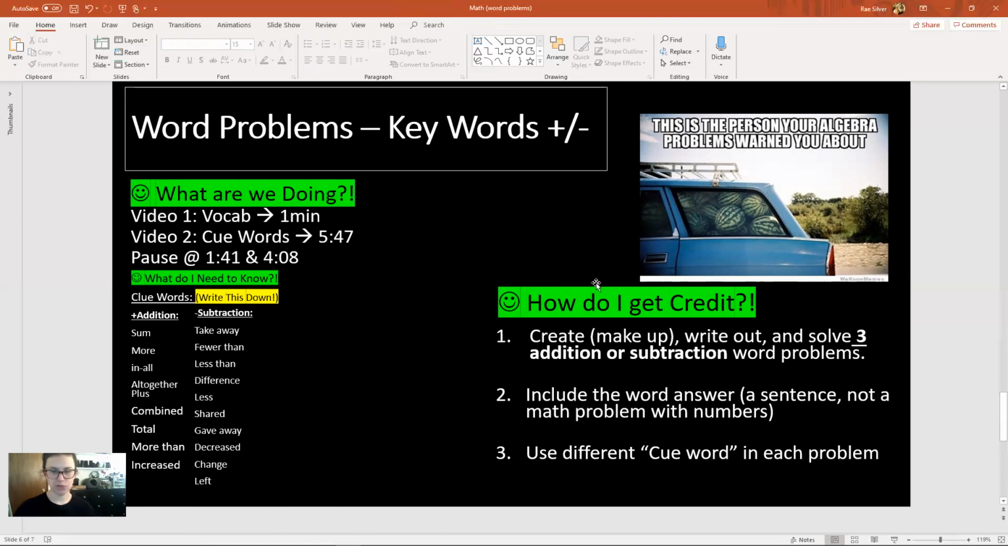Okay, so here's what you're going to use. You're going to use these addition words or these subtraction words. Use some of these key words and then use it into your problem.